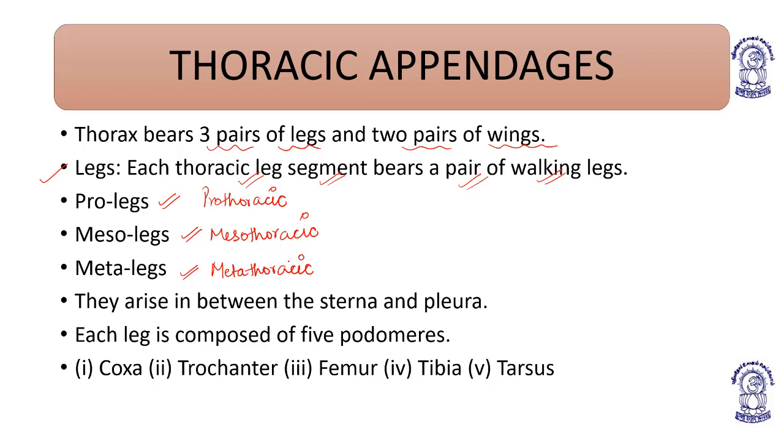So each thoracic segment bears a pair of walking legs: prothoracic legs or prolegs, mesothoracic legs or mesolegs, and metathoracic legs or metalegs. They arise in between sterna and pleura. All these 3 pairs of legs are jointed, as the cockroach belongs to phylum Arthropoda. These appendages are jointed.